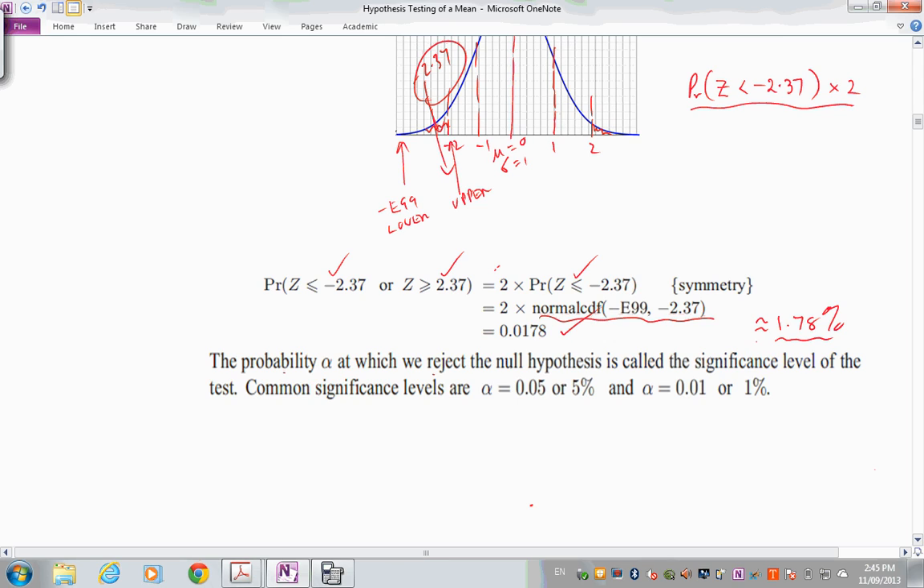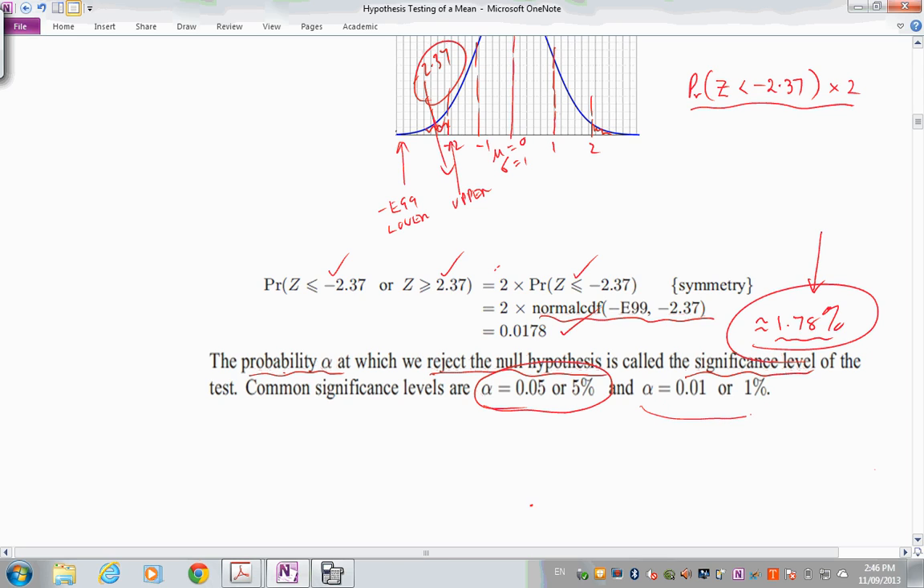Okay, so now it says, well, at what level do we want this to be significant? Well, we call the probability alpha at which to reject the null hypothesis the significance level. The significance level used in this course is usually 5%. And so we would reject the null hypothesis at the 5% level of significance, because there's only a 1.78% chance that if that null hypothesis that we started with is holding, and that is the real distribution on which we are working, then we should have had a bigger probability than 1.78%.